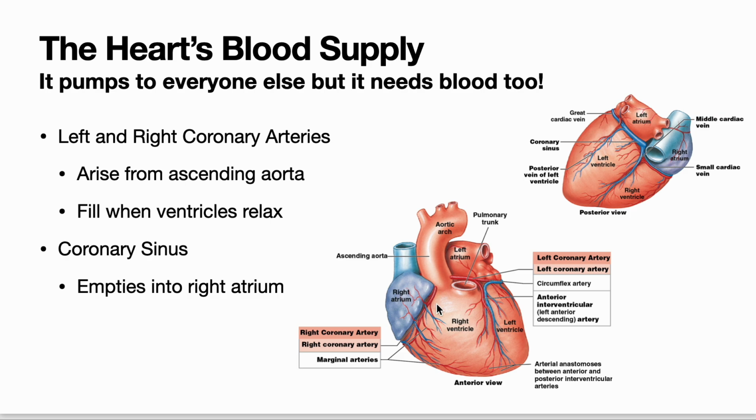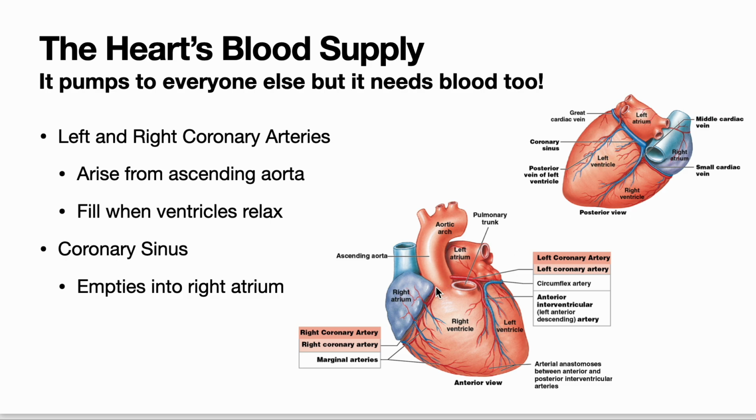You will note that the right coronary artery ultimately ends up in marginal arteries that travel along towards the apex of the heart, and the left coronary artery will give rise to both the left anterior descending, which travels down that sulcus I mentioned earlier, and also the left circumflex artery, which will wrap around towards the posterior of the heart, and we can see it over here. Those are the only arteries that we need to know at this level.